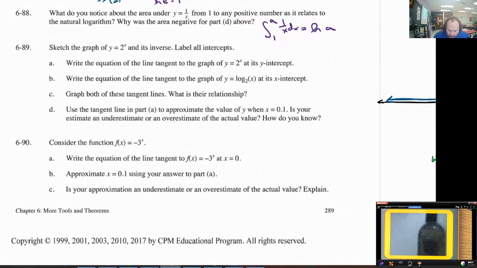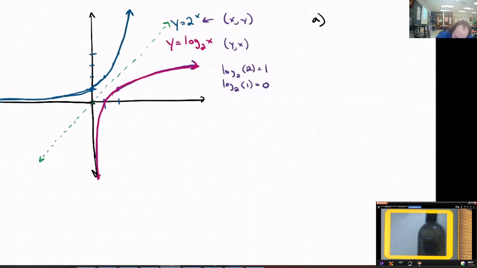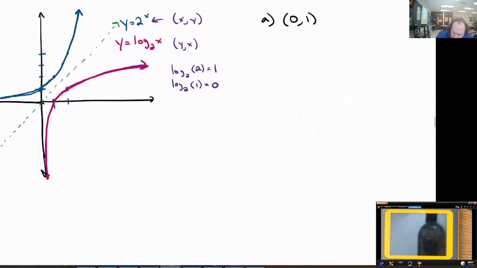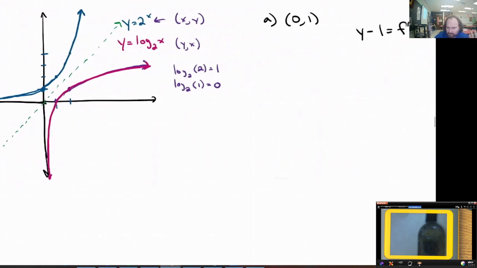Question A asks us to write the equation of a line tangent to the graph of y equals 2 to the x at its y-intercept. Its y-intercept, of course, is the point (0, 1). So for question A, the point in question is (0, 1). Let's start with y minus y1 equals the slope f prime of x times x minus 0, using the old point-slope form that we use for writing the equation of tangent lines. The only thing we don't know is the slope, although a pretty fair guess would be something like 1. Let's find out.